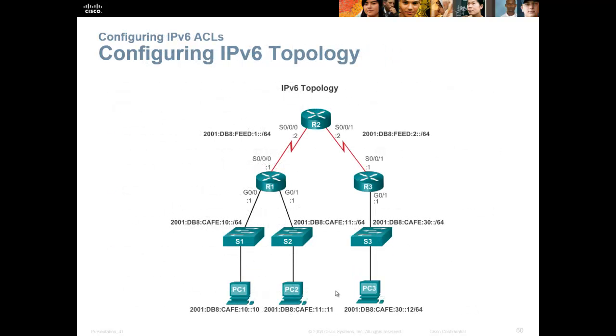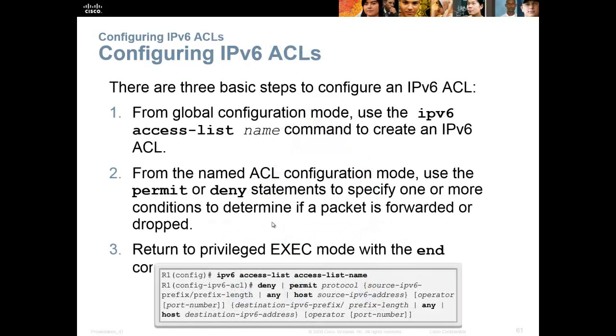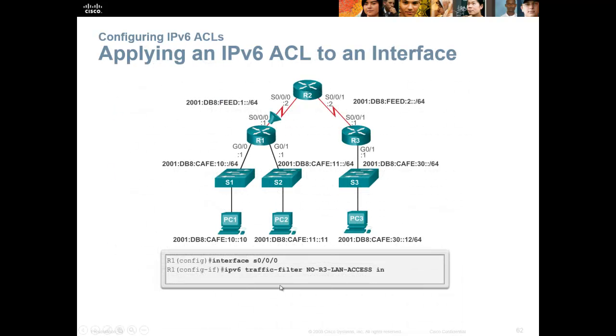Again, here's the topology that we're going to be using for this example. Same thing, we have to create the access list: ipv6 access-list, the access list name, and then permit or deny, host, protocol, that kind of stuff. Then on interface 0/0, we go to ipv6 traffic-filter, then the name, and then in. So you can see they work exactly like IPv4 extended ones.